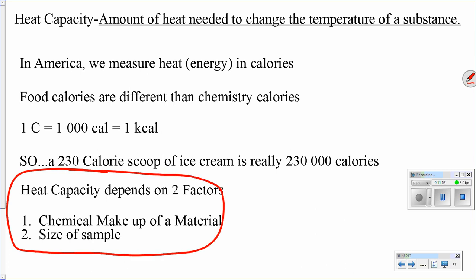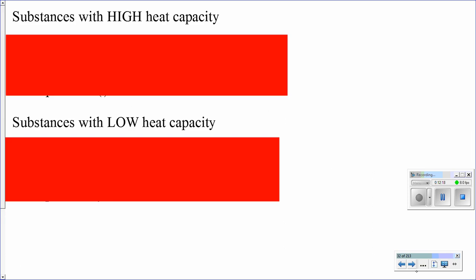It depends on the chemical makeup of the material and the size of the sample. So how much heat it's going to take to change the temperature of a sample depends mainly on those two things. I like to throw in this little factoid about food calories, which we'll talk about in the lab we're doing, because it's an interesting way to think about numbers. So if you eat 230 calories, you're really eating 230,000 chemistry calories. Kind of a fun thing to think about.